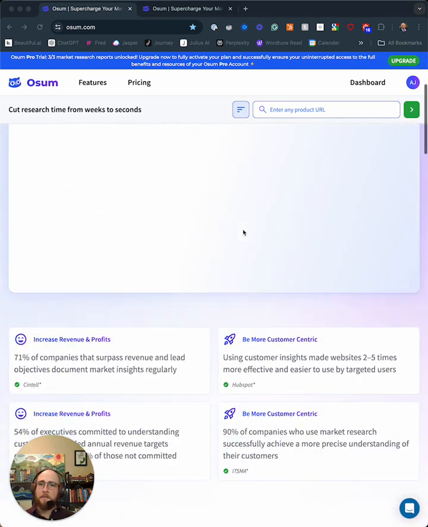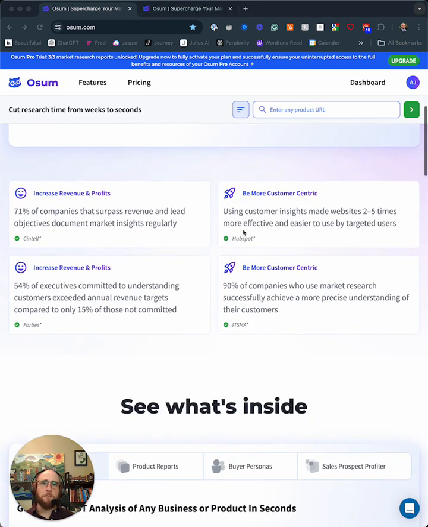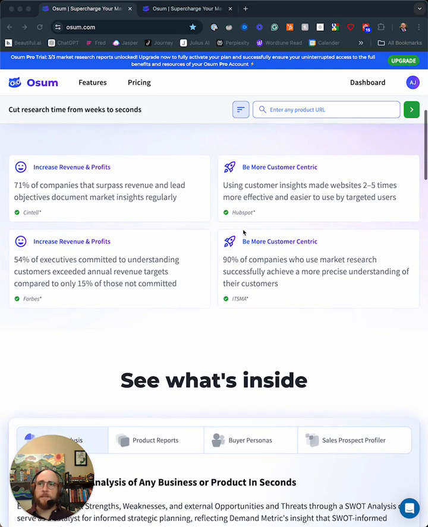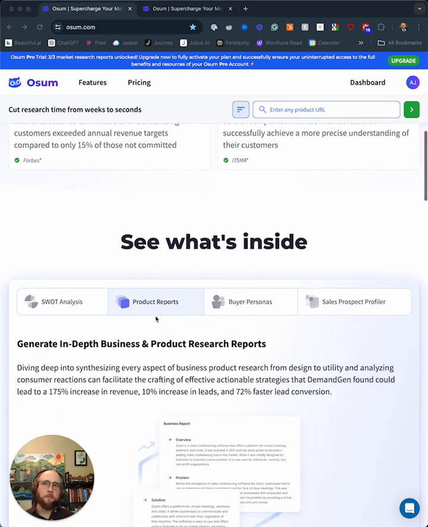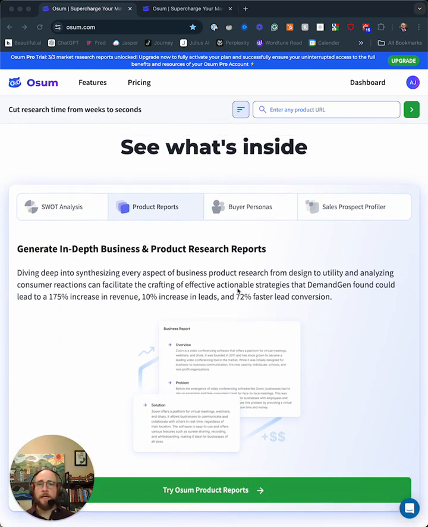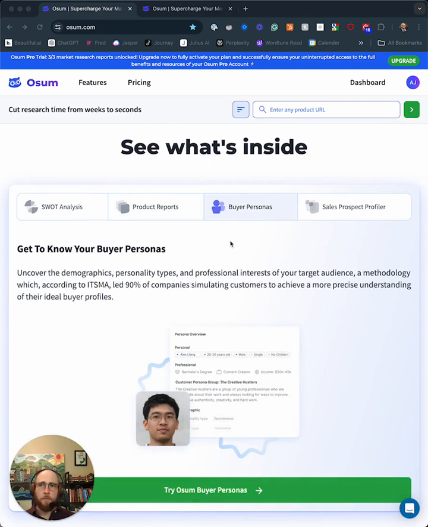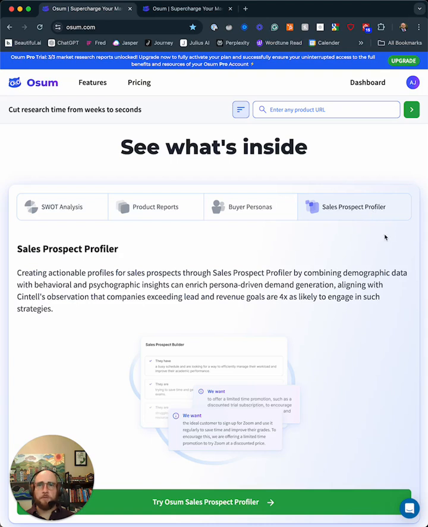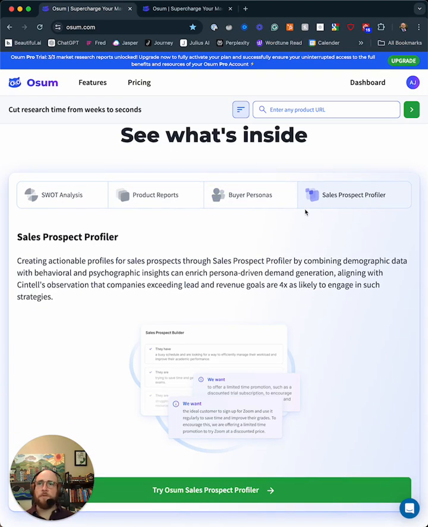First things first, I want to walk you through their sales pitch really quickly. It's all about four components. The first piece is a SWOT analysis. The second piece is a product report. Then we get into the buyer personas, and finally your sales prospect profiler. These last two pieces were the aspects that were of interest to me.